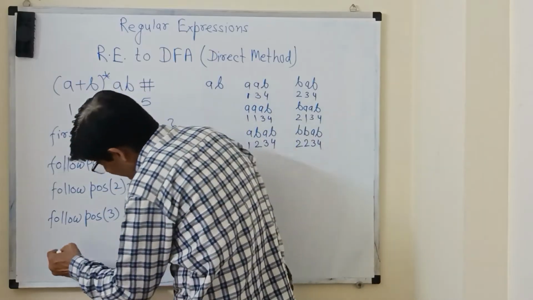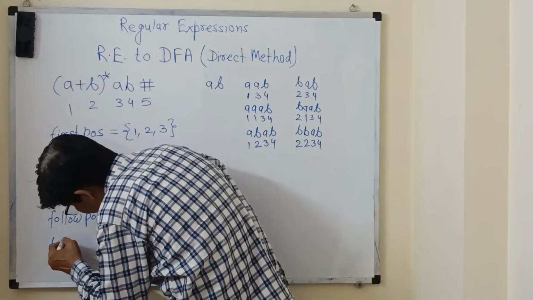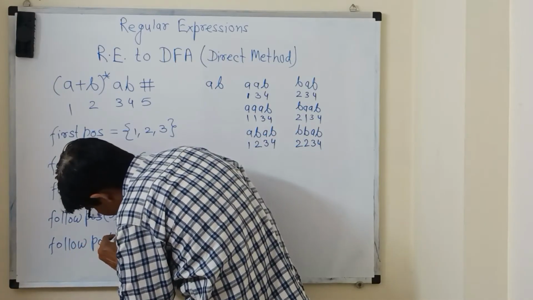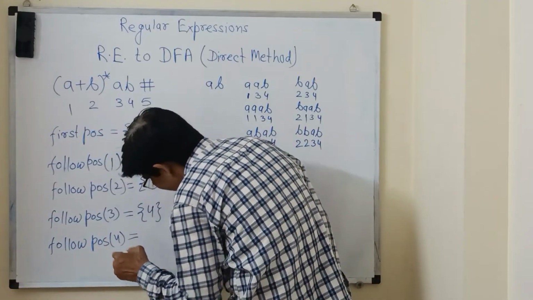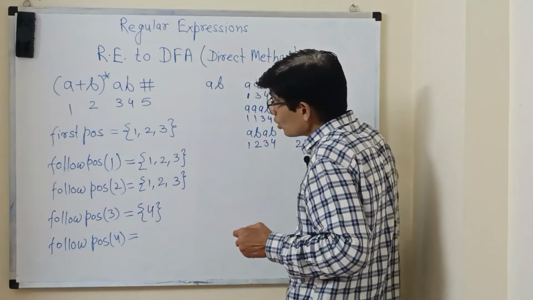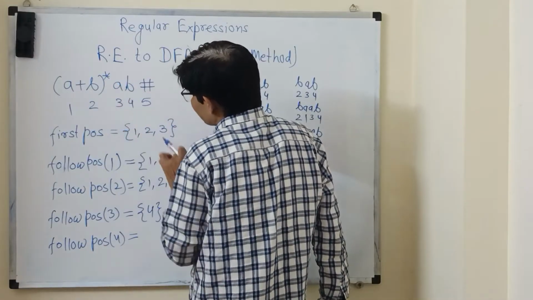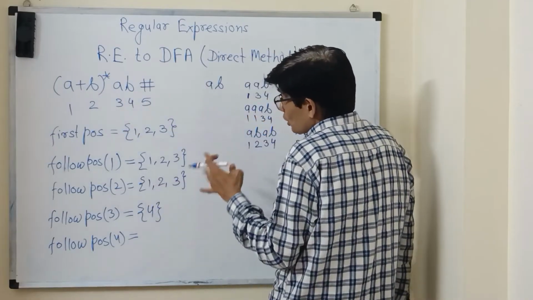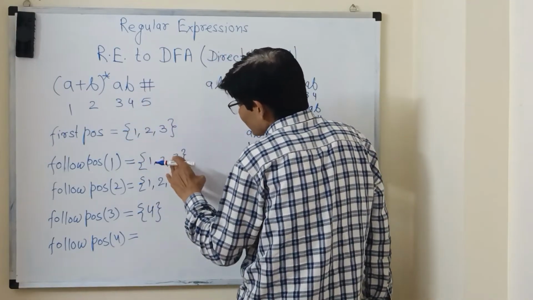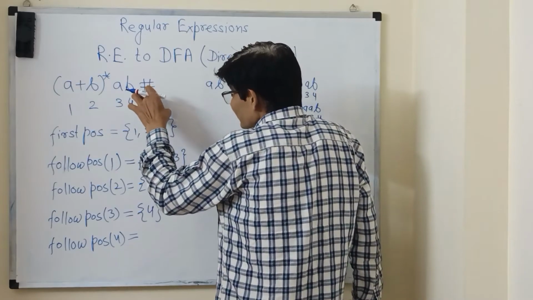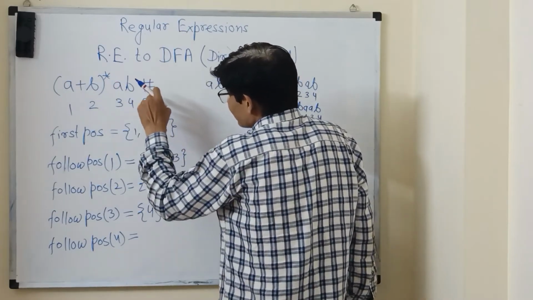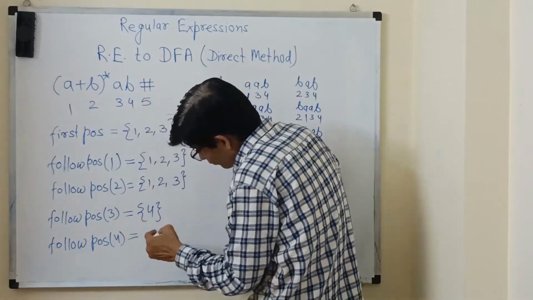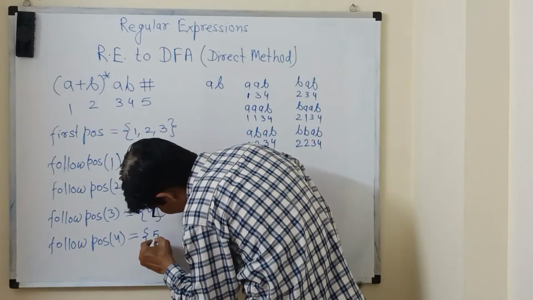Now we can find followpos of 4. Again, you can see, my friend, this B is a compulsory symbol which is assigned 4. So what is following 4? The hash, which we have added as an extra symbol, and the number assigned to this hash is 5. So followpos of 4 would always have only one symbol, which is 5.